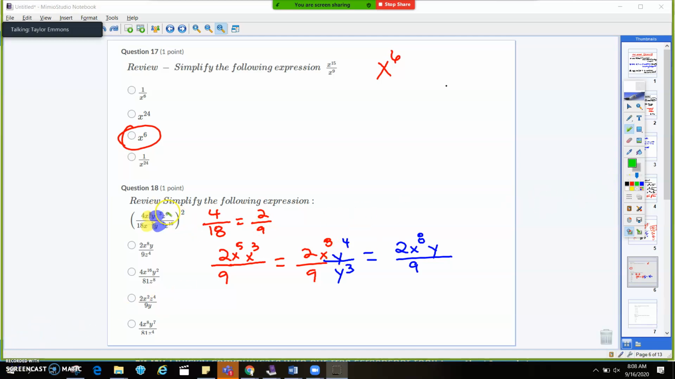Okay, and so the last piece, we've got z to the 6th and z to the 10th. So that's just a quotient rule. We're going to subtract. So what's 6 minus 10? Well, that's negative 4. If we put a negative 4 in the top, we still have to move it to the bottom, right? So really, this is just going to be z to the 4th power right here.